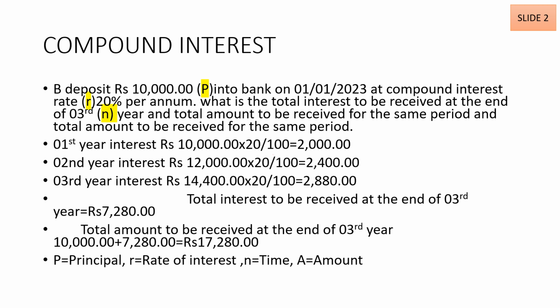Here we have indicated the initial amount as P. P means the principal. R is the rate of interest, here 20%. N represents time, and A the total amount. So let's see how the same answer can be derived by using the formula. Let's go to the next slide.